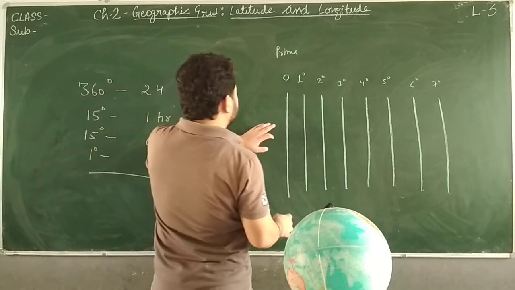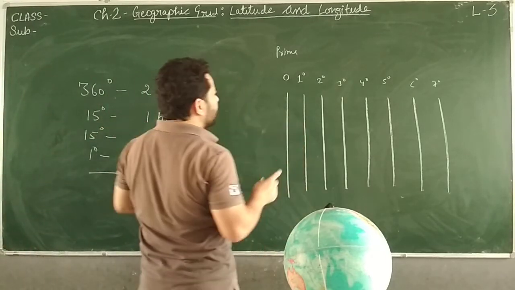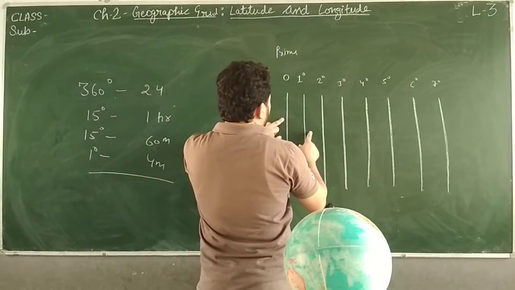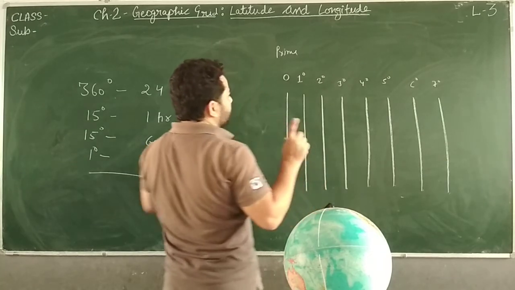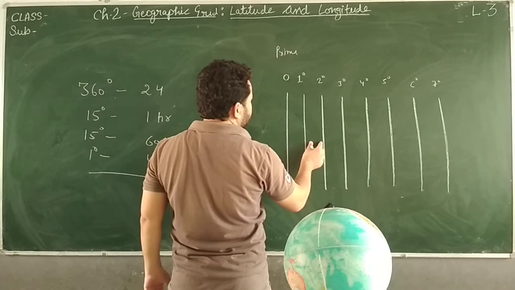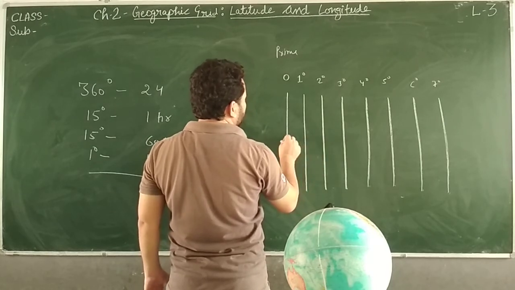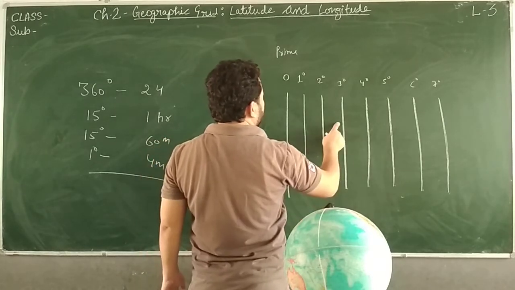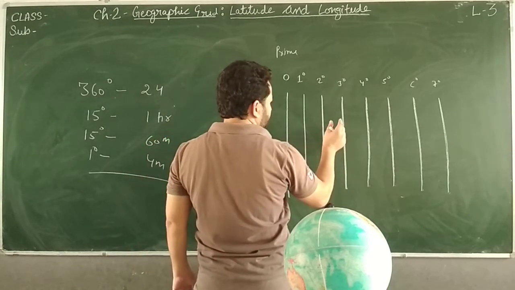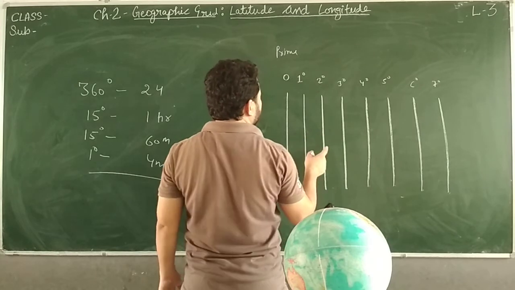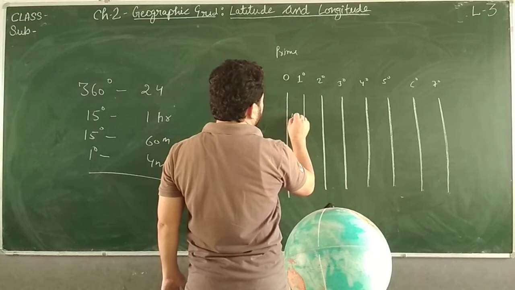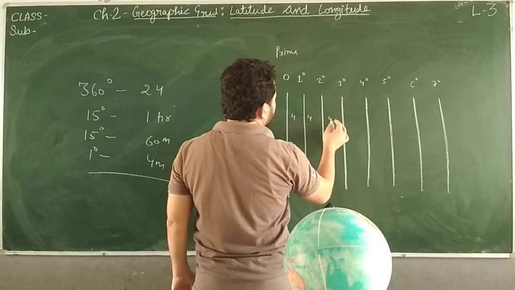It means the time difference at 1 degree will be 4 minutes. Here 1 minus 0 means a difference of 1 degree, so there will be a time difference of 4 minutes. Here the time difference will be a further 4 minutes, so from 0 to 2 degrees, 8 minutes. And the time difference at 3 degrees will be how much? 3 minus 0 is 3, so 4 minutes here, 4 here and 4 here, 12 minutes.